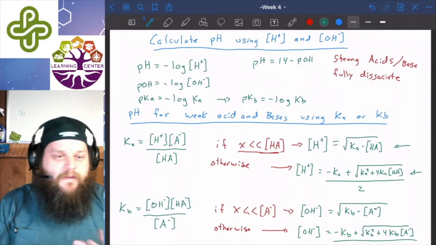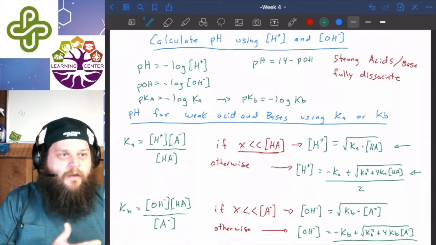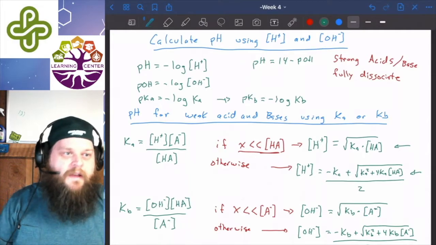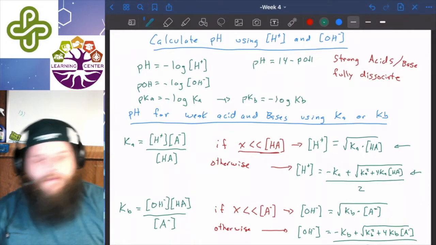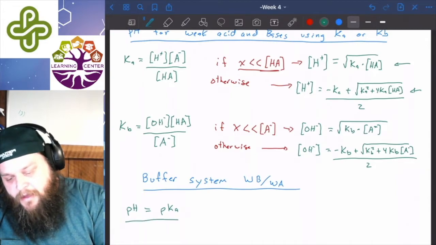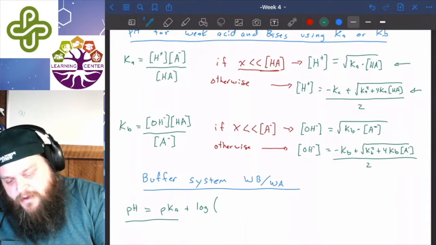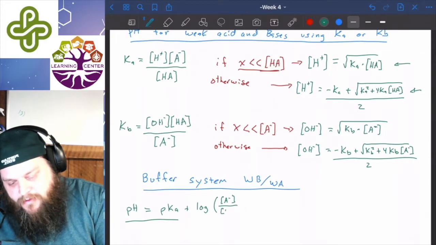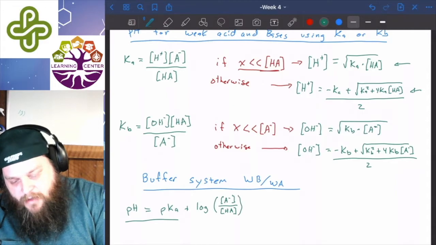So that's how we find the pKa, is taking the Ka value and using that negative log of the Ka value to find the pKa. But the pH here is equal to the pKa plus the logarithm of the ratio of the concentration of the base over the concentration of the acid. And these are concentrations at equilibrium.